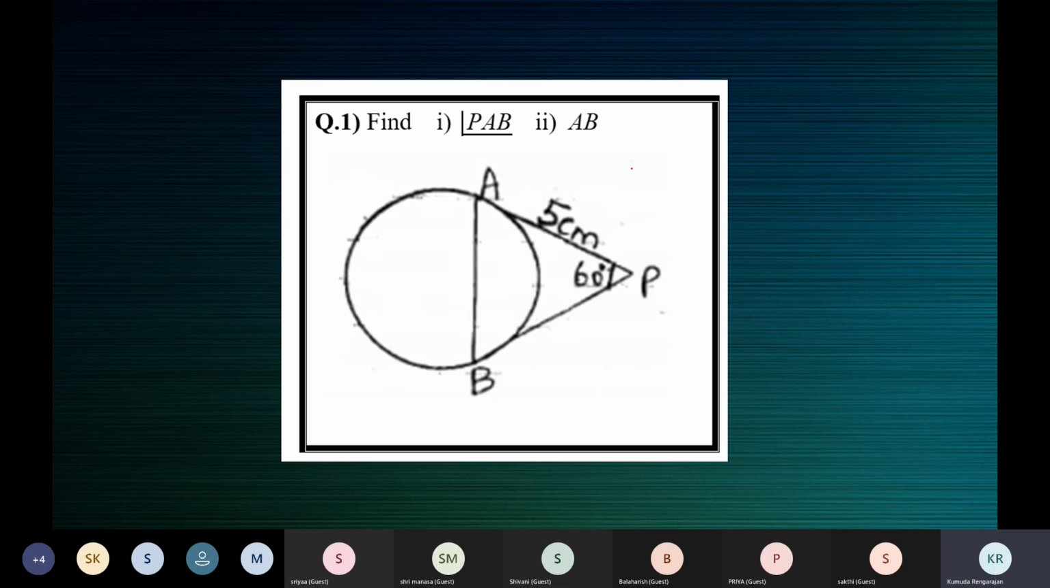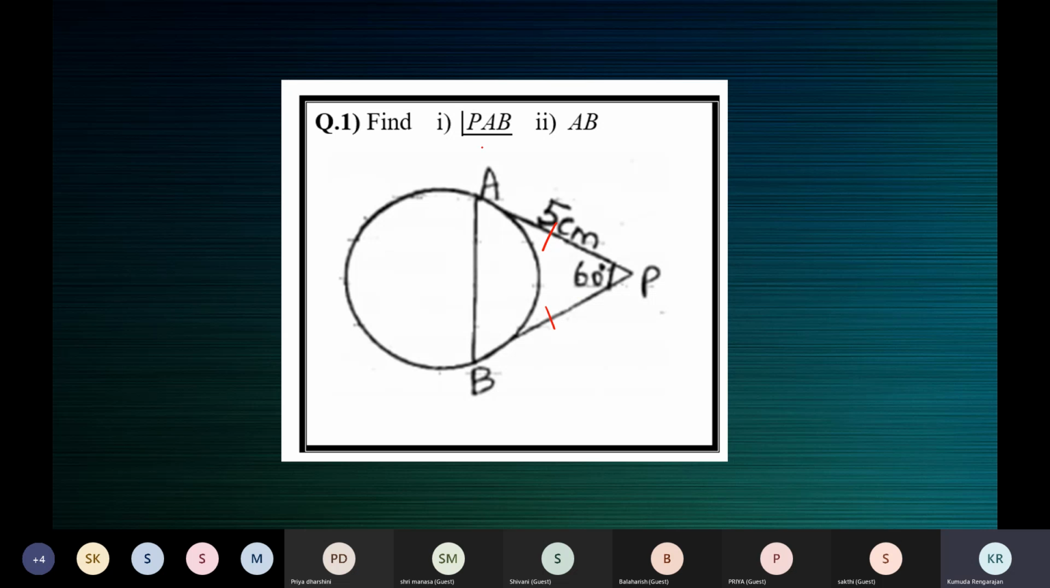So what do we understand from the figure, children? P is the external point, the point lying outside the circle. PA and PB are tangents from this external point P to the circle. So PA is equal to PB, correct? Yes, ma'am. And we know that tangents from an external point of the circle are equal in length. So PA is equal to PB.